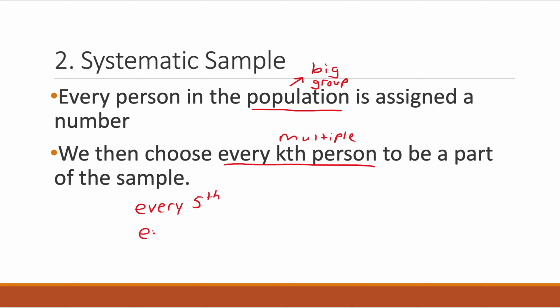Okay, or we might pick every 100th person, or every 30th person. You want some multiple. I'm just going to put etc. right here. You want some multiple happening so that you are very systematically going through your big group and picking people, every 5th person, every 100th person, every 1000th person, whatever the case may be. If you have that multiple, then you have a systematic sample.